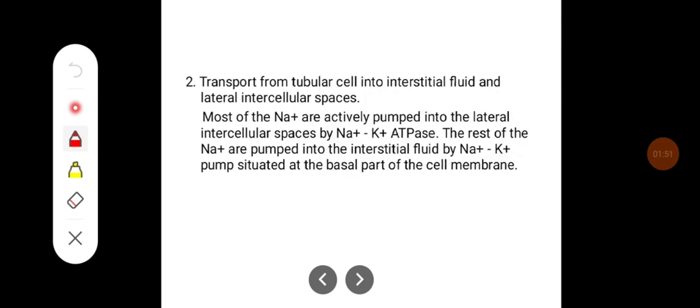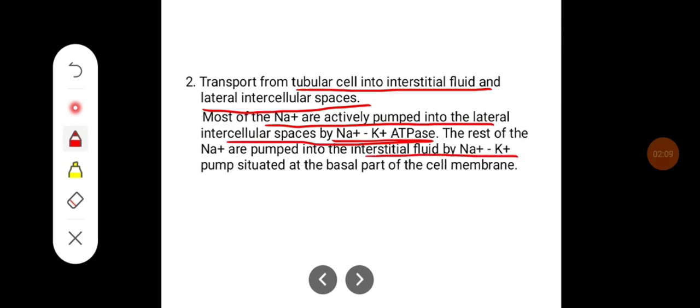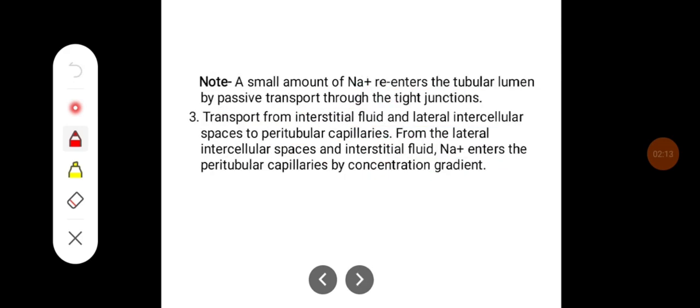Then the transport of sodium from the tubular cell into the interstitial fluid and the lateral intercellular spaces. Most of the sodium is actively pumped into the lateral intercellular spaces by sodium-potassium ATPase. The rest of the sodium is pumped into the interstitial fluid by the sodium-potassium pump situated in the basal part of the cell membrane. Note that a small amount of sodium re-enters the tubular lumen by passive transport through the tight junctions.